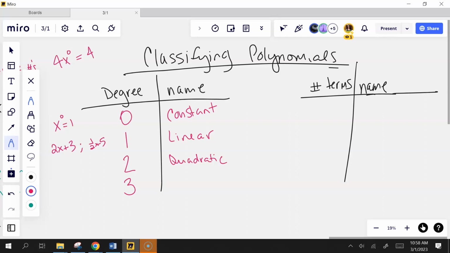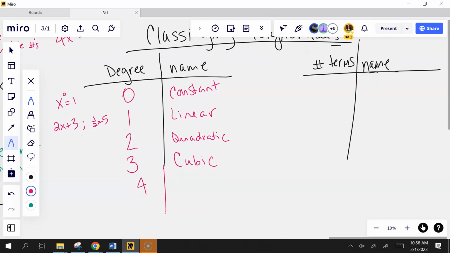Guesses? Cubic. That's exactly right. Degree of 3 is a cubic. Ooh, how about 4? You probably don't know 4 and 5. 4 is a quartic, and 5 is a quintic. Past that, I don't make you know the names. We'll just call it a 6th degree polynomial or a 10th degree polynomial. But do be able to recognize up through the 5th degree.